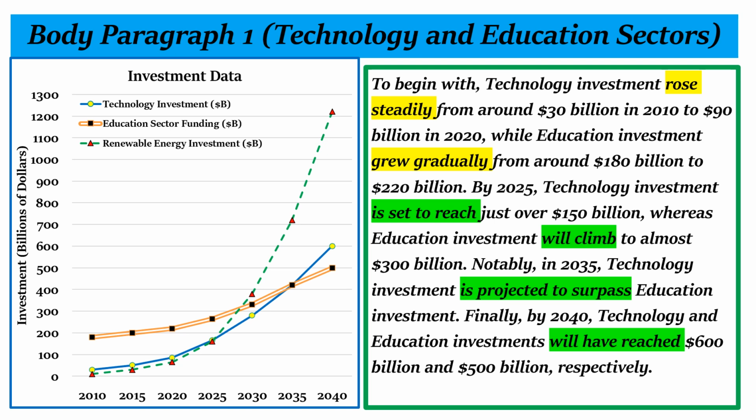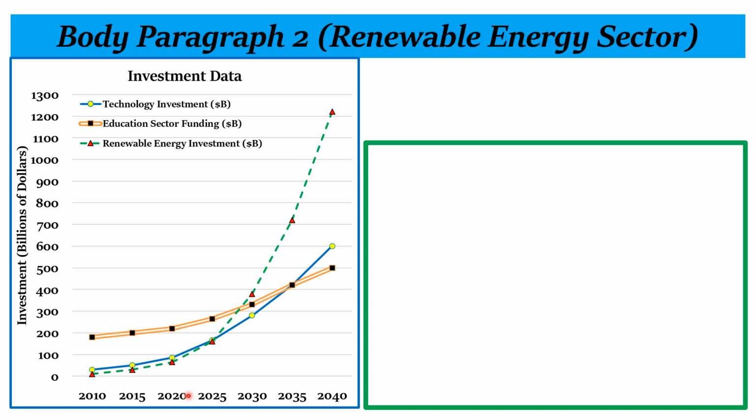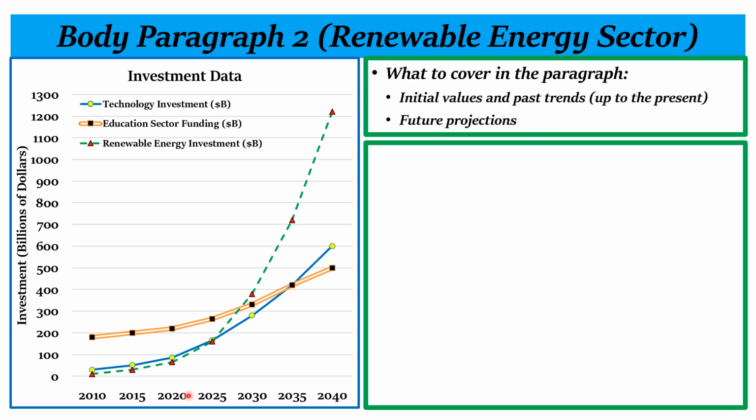Now that we have covered technology and education investments, let's move on to analyzing renewable energy investment, which follows a very different trend. So far, we have discussed technology and education investments, which showed a steady upward trend. Now let's turn our attention to renewable energy investment, which follows a very different trend. Unlike the previous two sectors, this investment has experienced a much sharper rise over time.